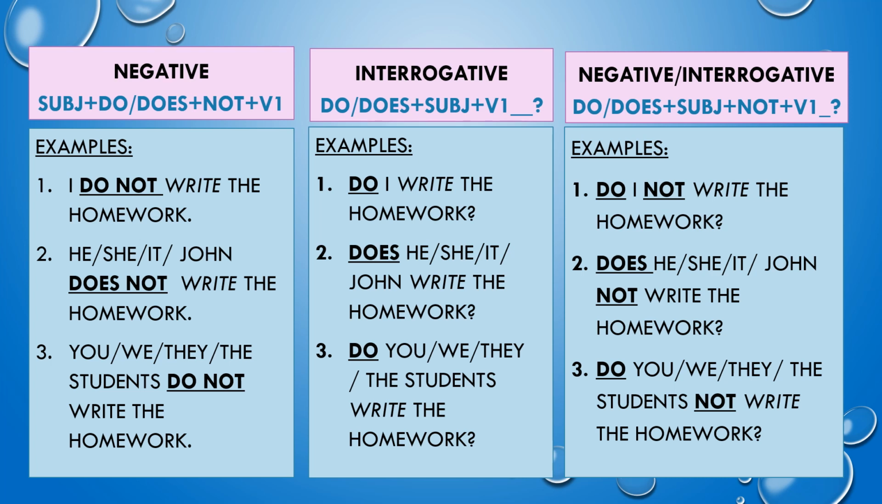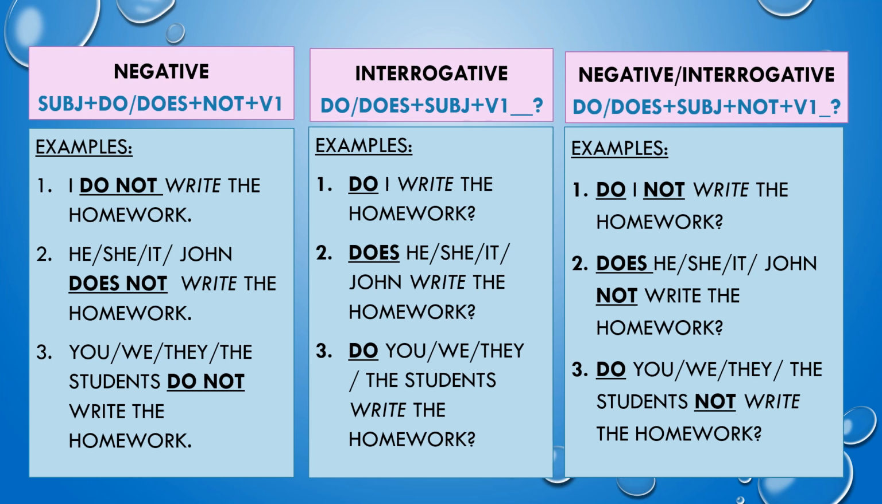The last column is by combining the two, negative and interrogative forms, so it became negative interrogative, which means we shall combine the first two columns, and we get negative interrogative. The formula is do or does plus subject plus not plus the first form of the verb and then an object and closing it with a question mark.